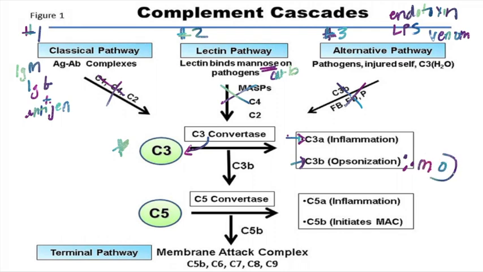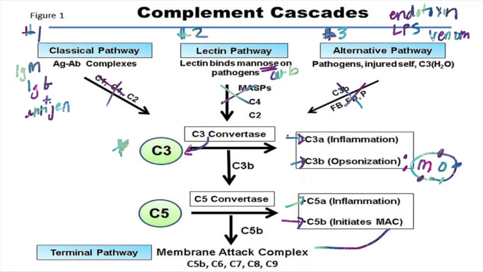I'm just going to draw a thing around here. So we're going to opsonize that microorganism so we know that that is what needs to be destroyed. Then C3b also goes on to the next step, which is C5. Then we are cleaved by C5 convertase, and we get C5a, again another mediator of inflammation, and then we get C5b. This initiates the MAC.